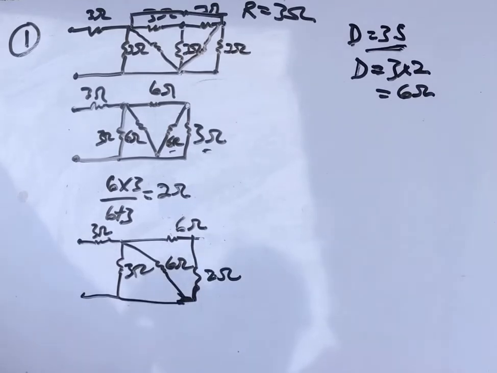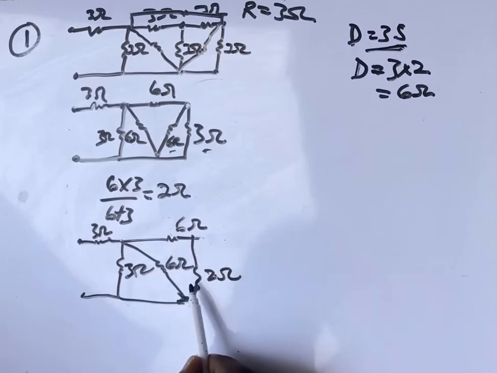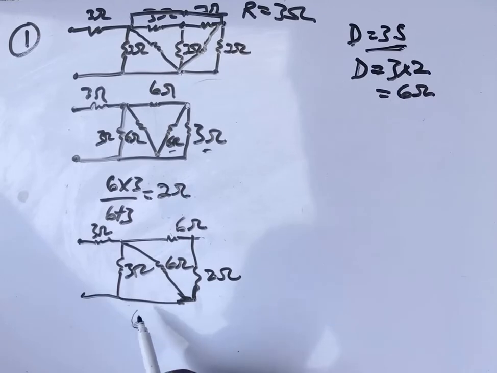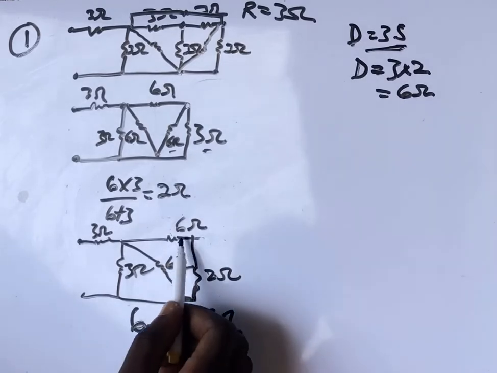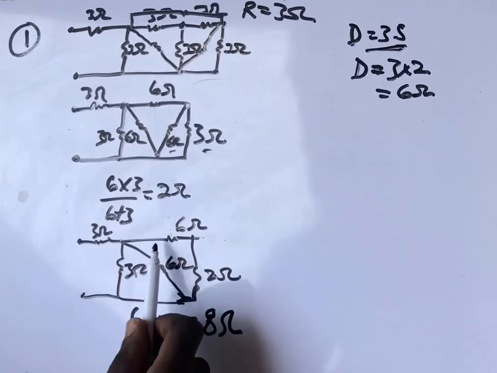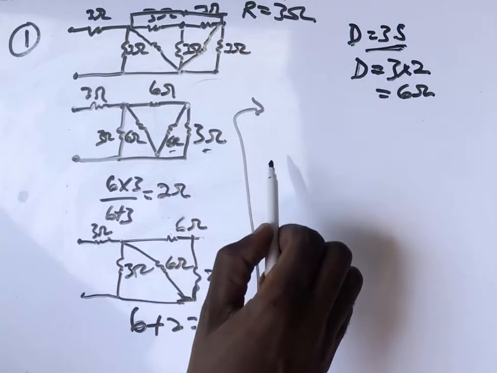Now we can further simplify this. We could notice that this 6 ohm and this 2 ohm are in what? Yes, your guess was right. They are in series. So 6 plus 2 gives us 8 ohms, right? Now this is now 8 ohms. The whole of this portion is 8 ohms. So it could be further simplified.